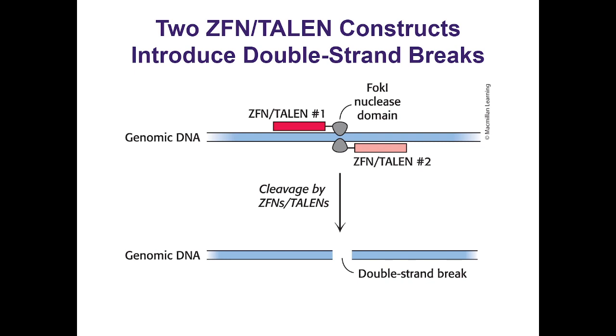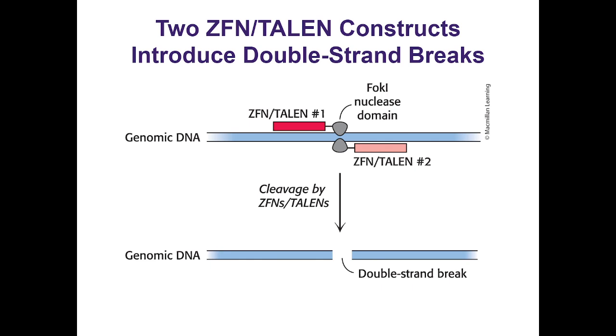Okay, so 2 ZFN or TALEN constructs introduce double-stranded breaks. So we have the ZFN TALEN number 1 and then a FokI nuclease domain right here. And then we have a ZFN TALEN number 2, and that's going to match to this side, see that? And that's going to have a FokI nuclease domain. And so once those come together, they're going to act like scissors essentially, very similar process, and snip these apart, okay? And that's why we get a nice symmetric break here, rather than the normal restriction enzyme breaks we've seen before. See that? Okay, is that making that more clear?